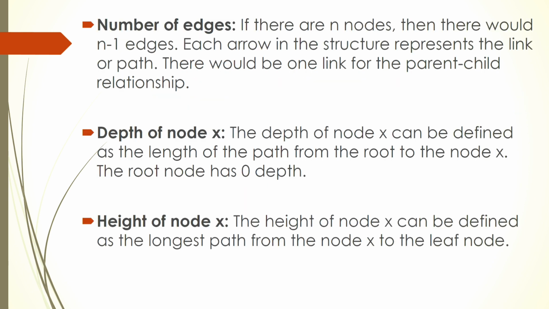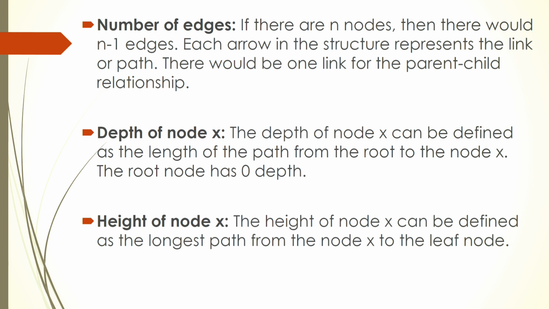So first one is the number of edges. If there are n nodes, then there would be n minus 1 edges. Each arrow in the structure represents the link or path. Each node except the root node will have at least one incoming link known as an edge. There would be one link for the parent-child relationship.